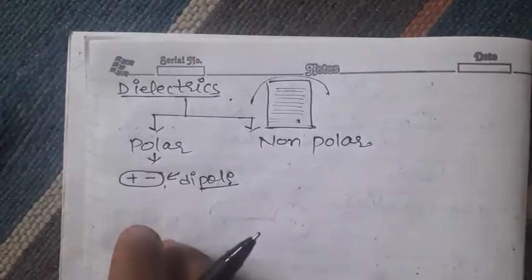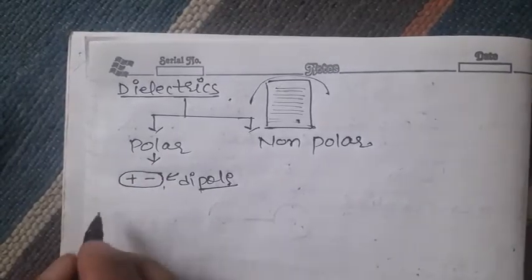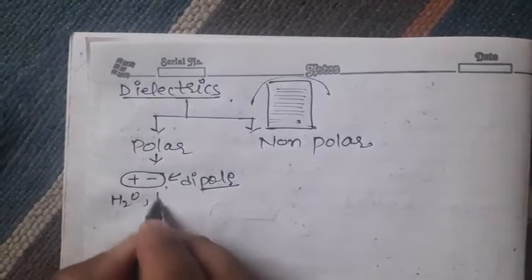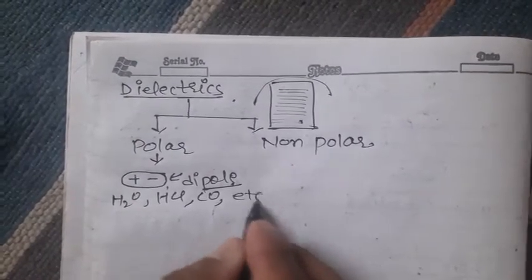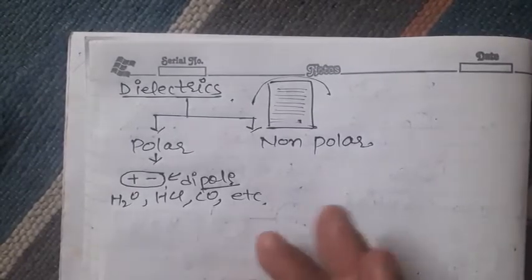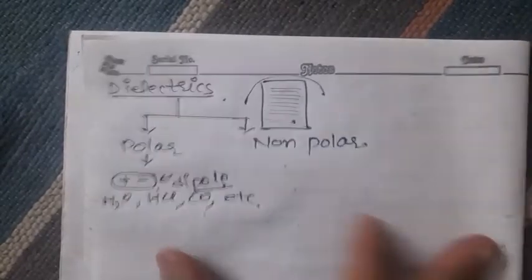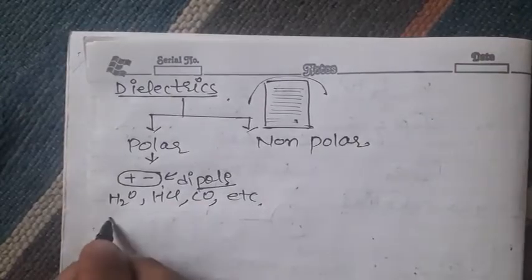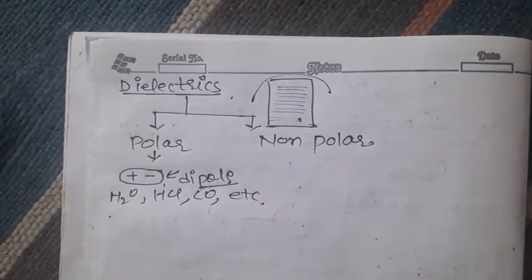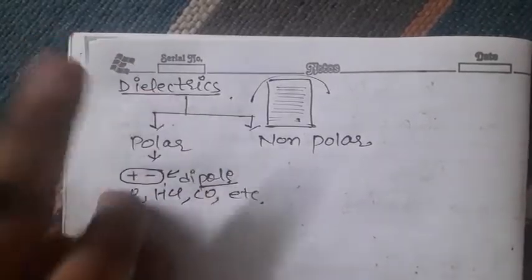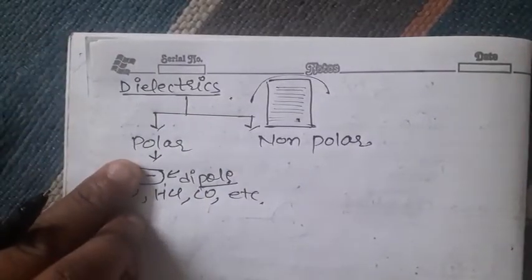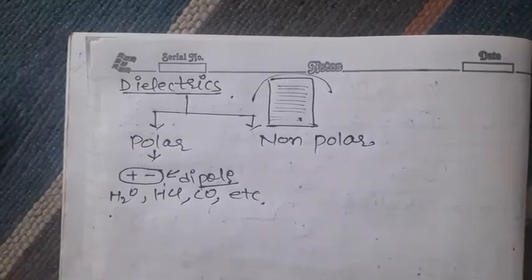Each behaves as an electric dipole. Its examples are water, HCl molecule, carbon monoxide, etc. Once there was a question in CBSE: name the dielectric whose dipole moment is not zero. Polar dielectrics, which are made up of polar molecules, are those dielectrics whose dipole moment is not zero.